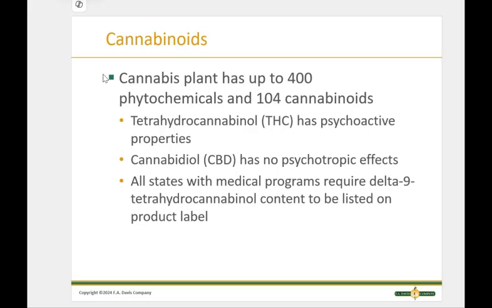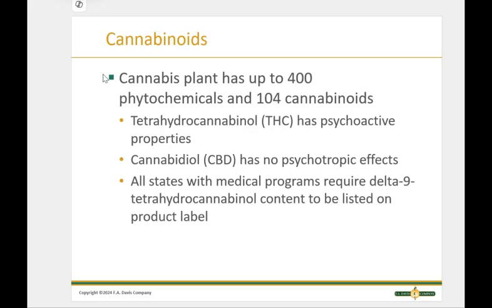So the plant has 400 phytochemicals, 104 cannabinoids, and can be broken down into THC or CBD and other molecules, right? So we know that when we're talking about using marijuana for medicine use, it is important: are we talking about the THC? Are we talking about the CBD? And that does matter because the THC is the part that has the psychoactive properties and the CBD has no psychotropic properties. So that's why people argue that when you just use the CBD, you're not using it to get a high, you're not using it as a recreational drug, you're literally using it for its other properties that can be considered medicinal.